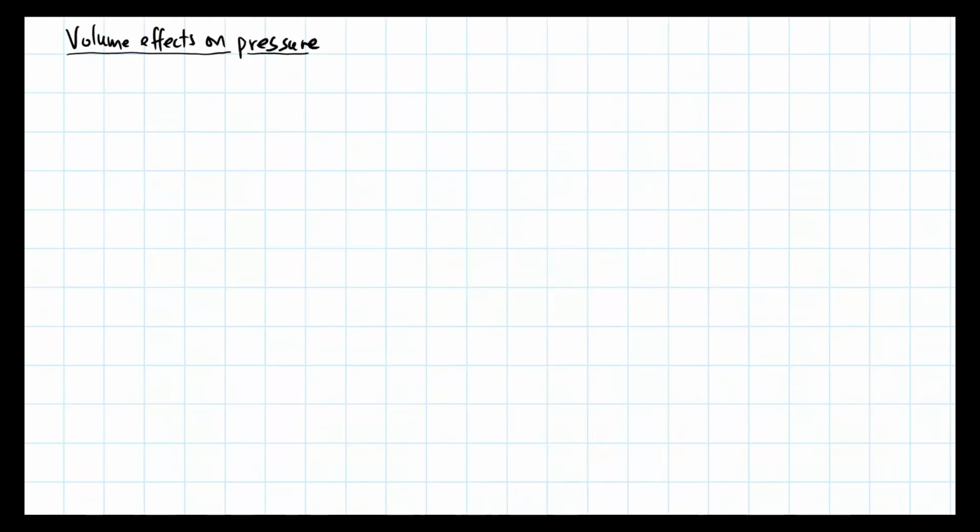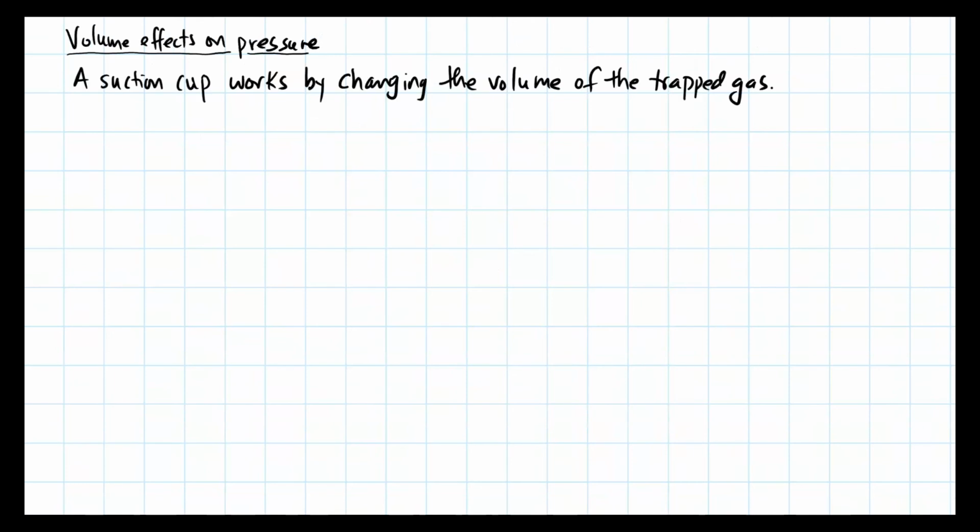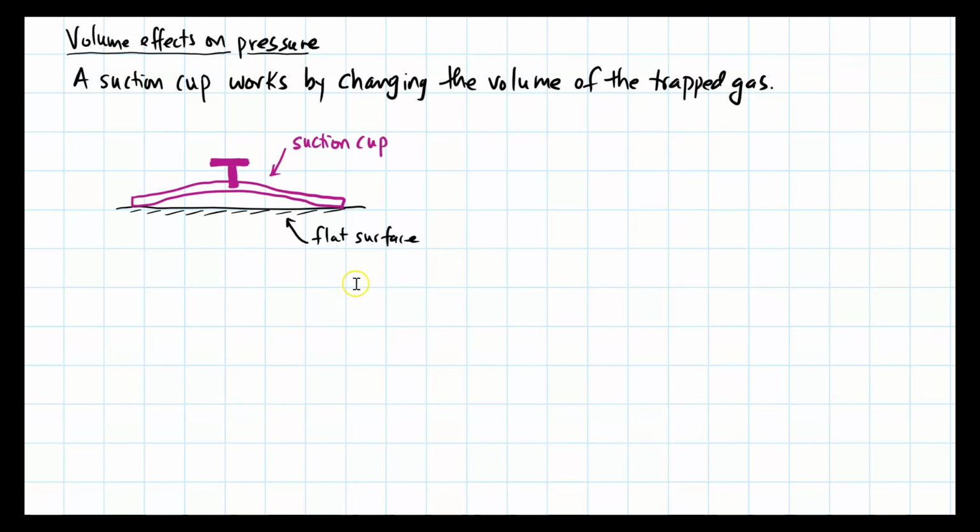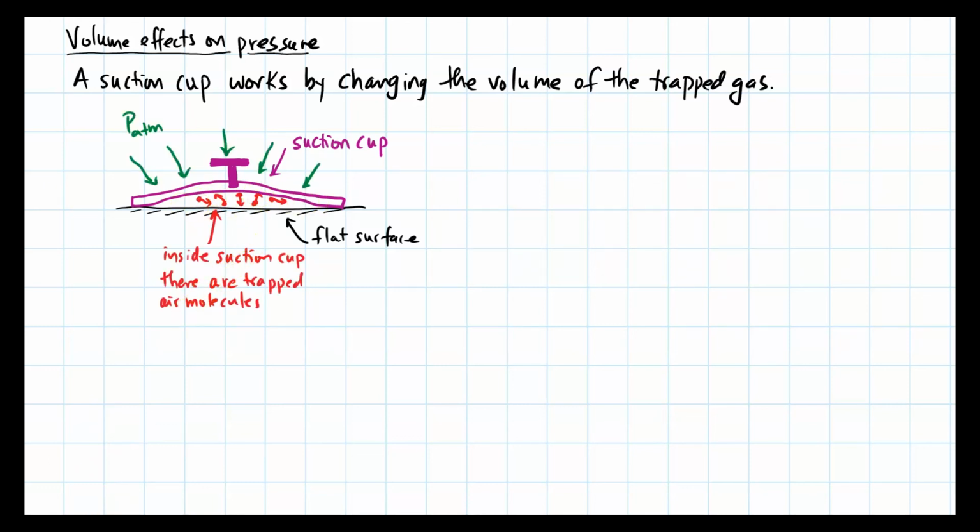Volume effects on pressure. A suction cup works by changing the volume of a trapped gas. An image of this is that I have a flat surface, and in violet right here I have a suction cup. Now inside the suction cup I have air. Once again, inside the suction cup there are trapped air molecules. But since I'm dealing with air, I always have the constant atmospheric pressure working here.